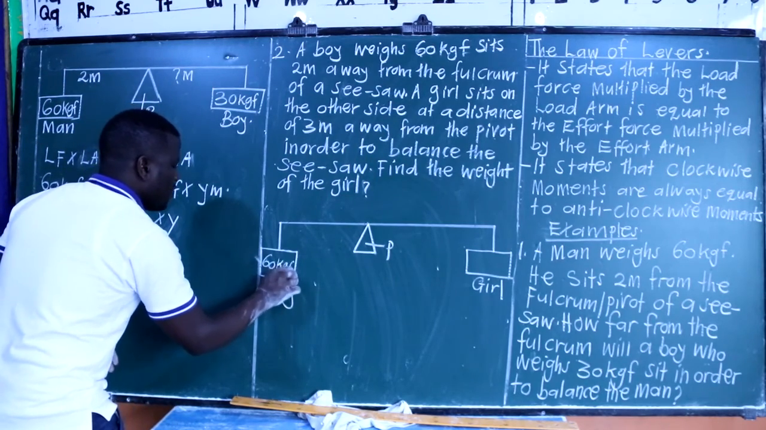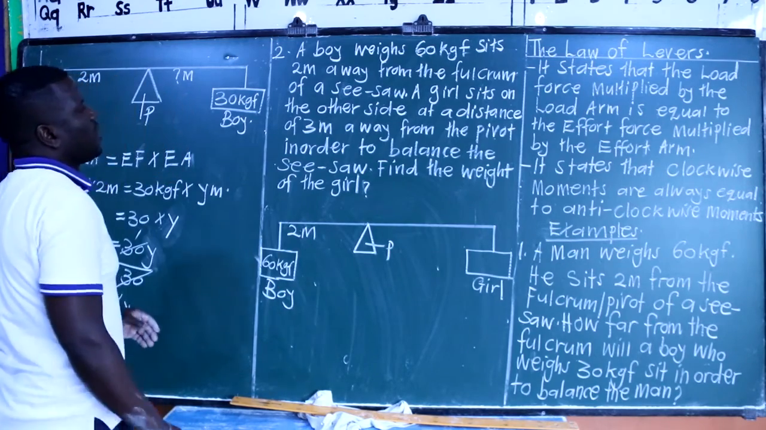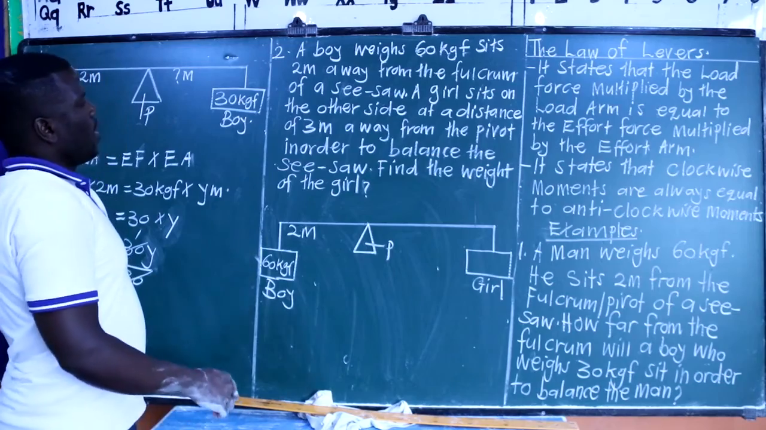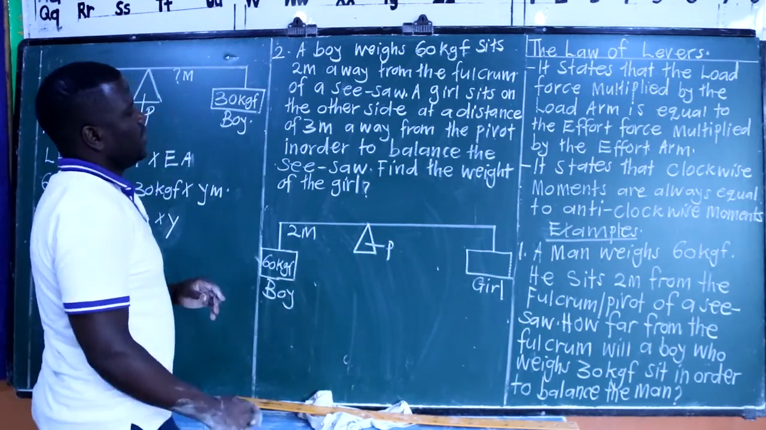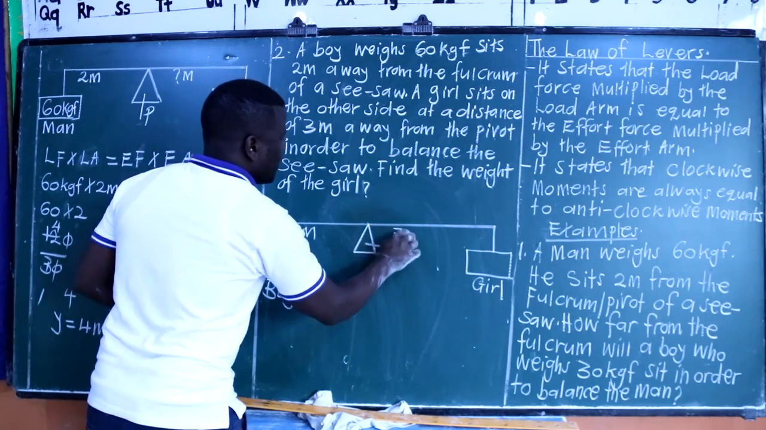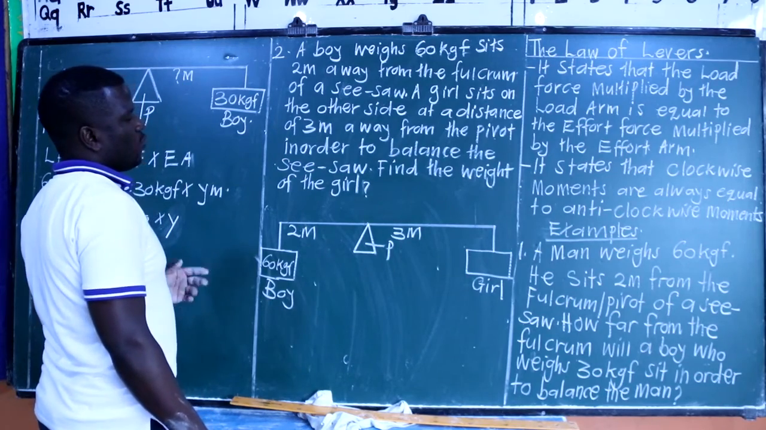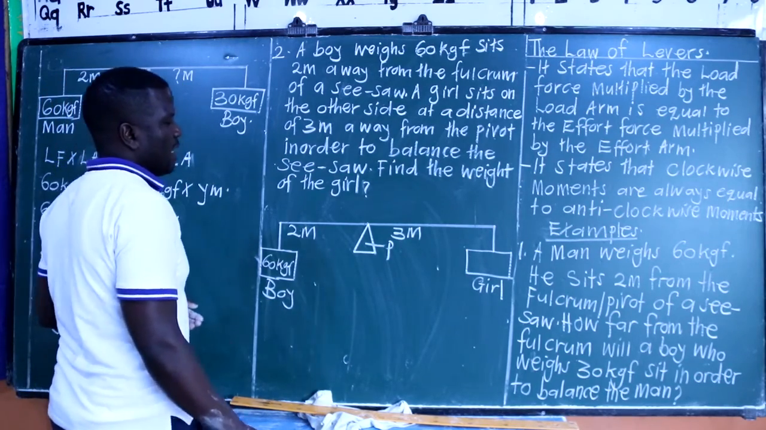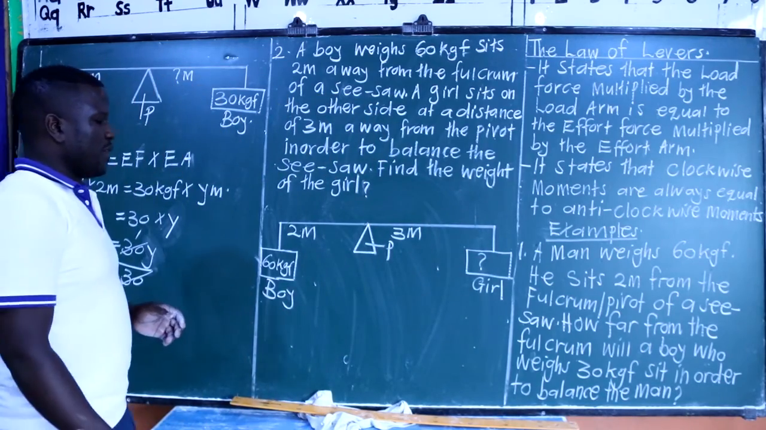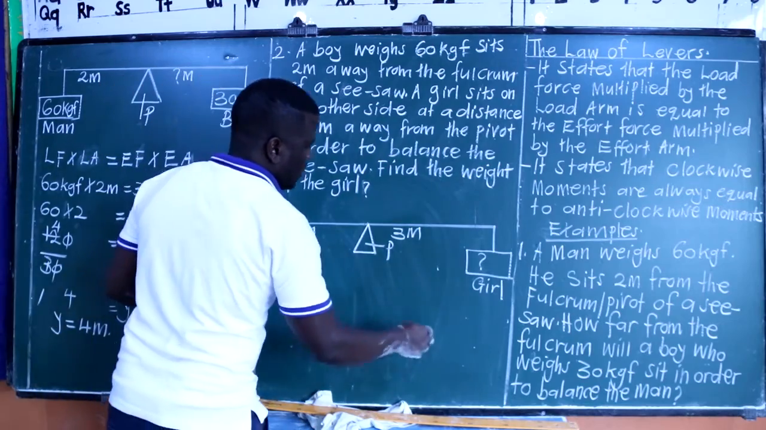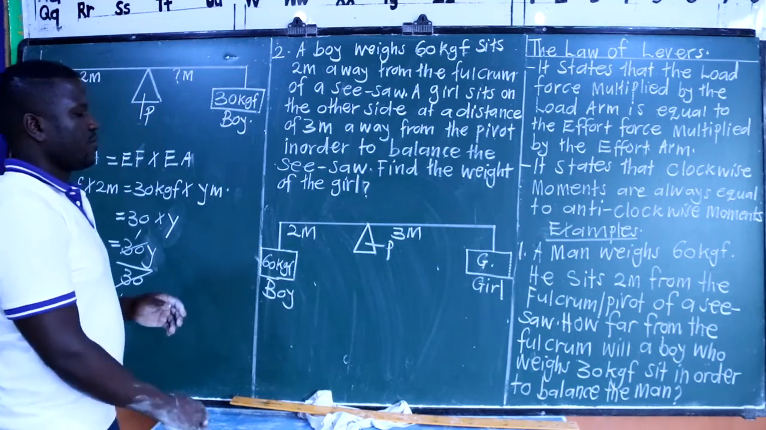60 kilogram force, and sits 2 meters away from the pivot. A girl on the other side, at a distance of 3 meters away from the pivot in order to balance the seesaw. Find the weight of the girl. So we are supposed to find the weight of the girl. This weight of the girl, we can give it G. So we are supposed to find G.